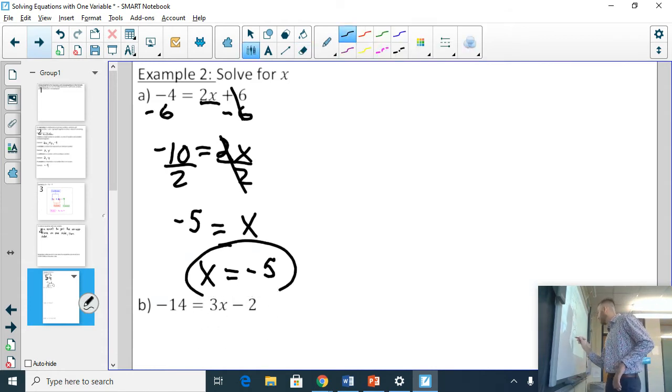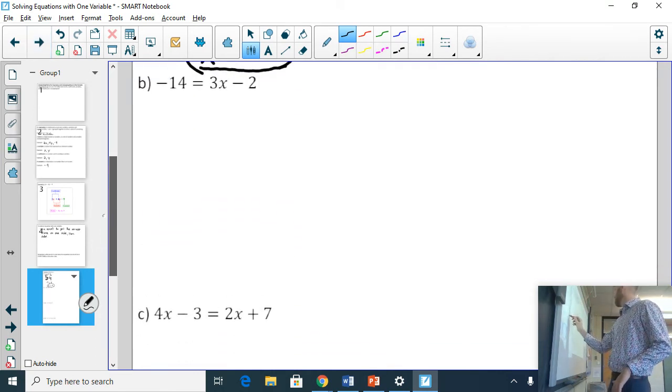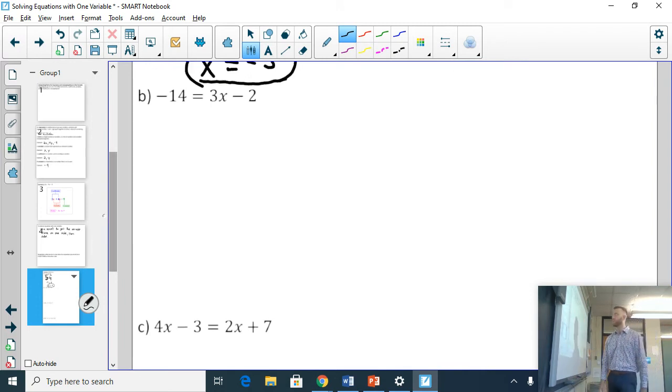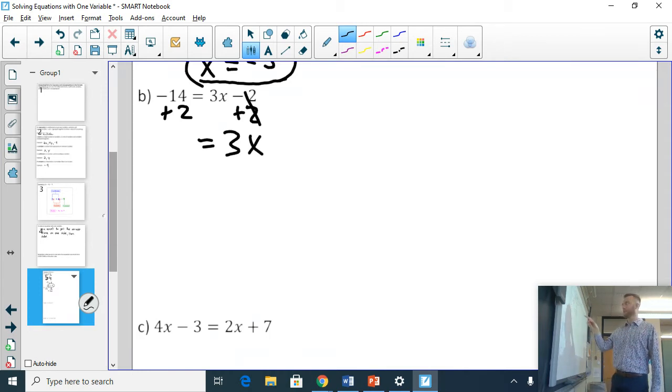I'm going to try to block off our next problem. And then here we have negative 14 equals 3x minus 2. Same thing, and I already have 3x on this side. I'm just going to get it by itself, and I'm going to add 2 over to the other side. So when I do that, those 2's are going to cancel, and I'm left with 3x. And then negative 14 plus 2 is going to be negative 12.